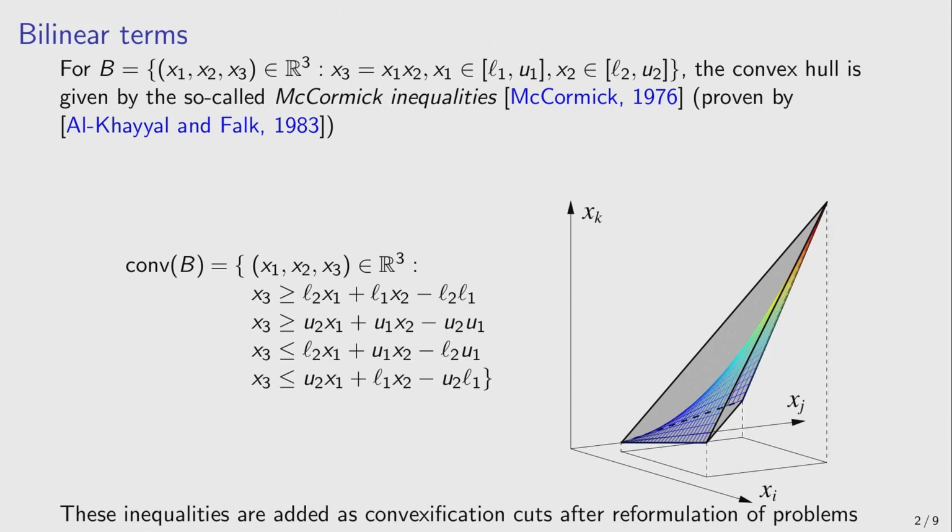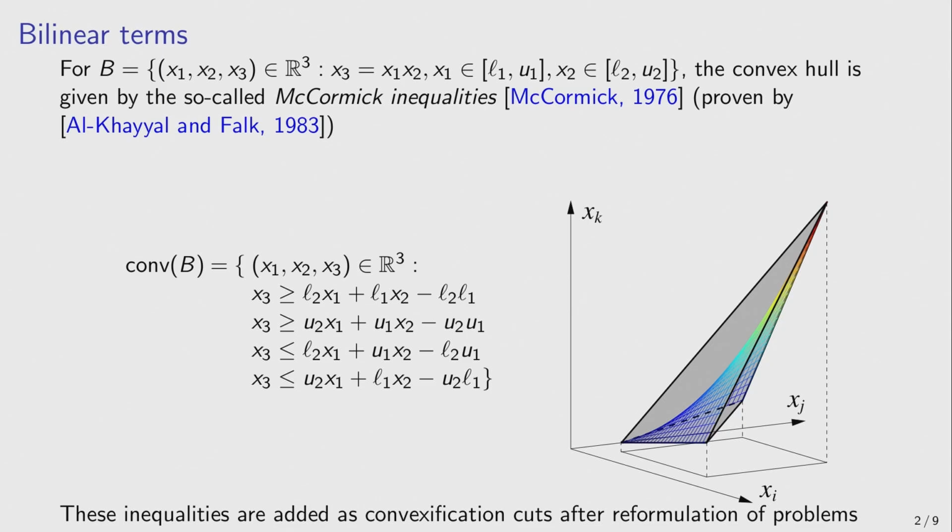One classical example, which I think we saw already twice during the course, is one very simple set in three variables where the third variable is simply equal to the product of the first two. The first two variables have lower bounds and upper bounds, L1, U1 for x1 and L2, U2 for x2.